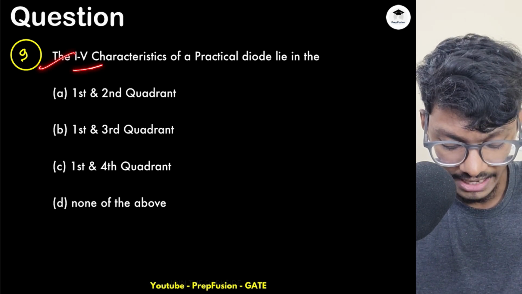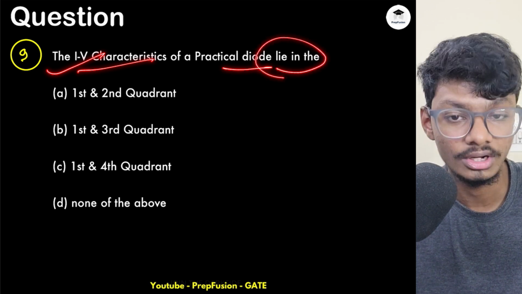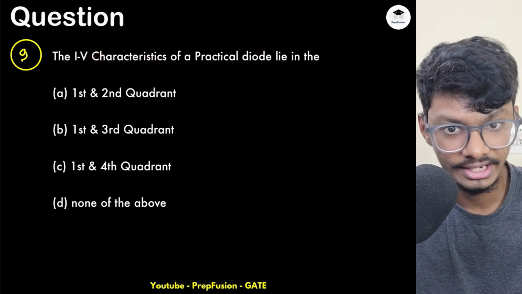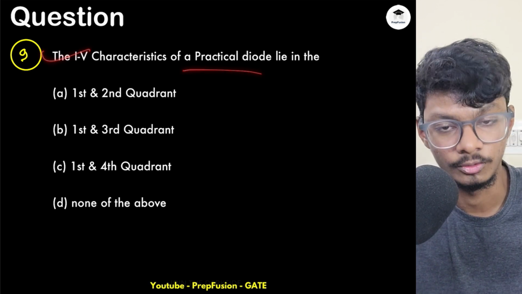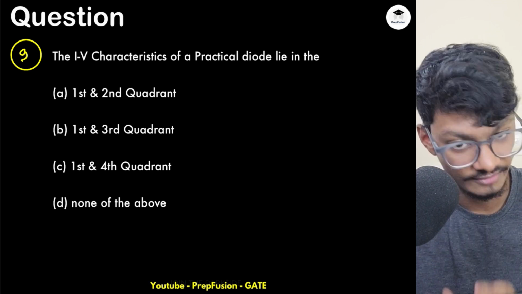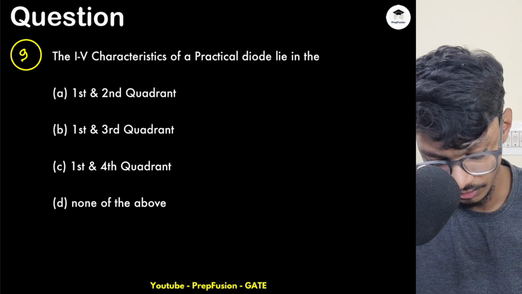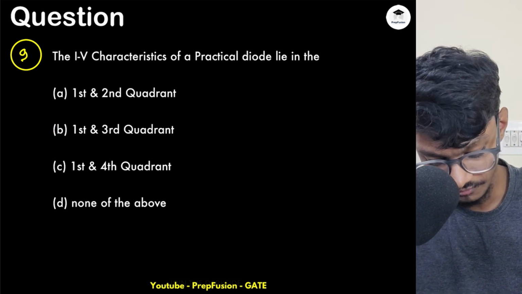Now, what are the IV characteristics of a practical diode? In which quadrant should they lie? I have told you the safe operating area for an ideal diode, but what about a practical diode? I have just shown you the IV characteristics. It should lie in the first and the third quadrant.